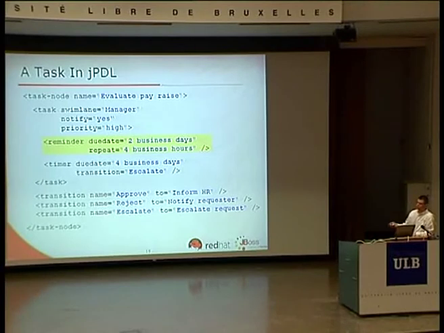Another feature in tasks is a reminder email. You just specify after 2 business days, start sending a reminder email for this task every 4 business hours until he did it, until the task is closed. Of course, this only has to be done in case the task is not finished. Then there are other kinds of timers that you can specify. For instance, you can say in the process, after 4 business days, if the task is not completed yet, take this transition. Alternatively, in a timer, you can also specify some Java class and say execute this code after 4 days. In this case, we're going to take the escalate transition after 4 days. And then there is a number of transitions going out of this task node.